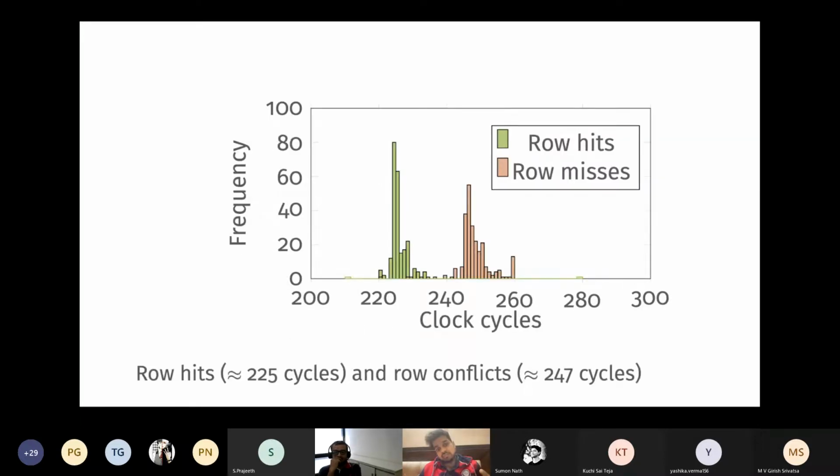This slide is just to show why we need high resolution timers. For a DRAM attack, the timing difference between row hits and row conflicts is very low, around 22 cycles, which is in nanoseconds. So that's why we need a high resolution timer.